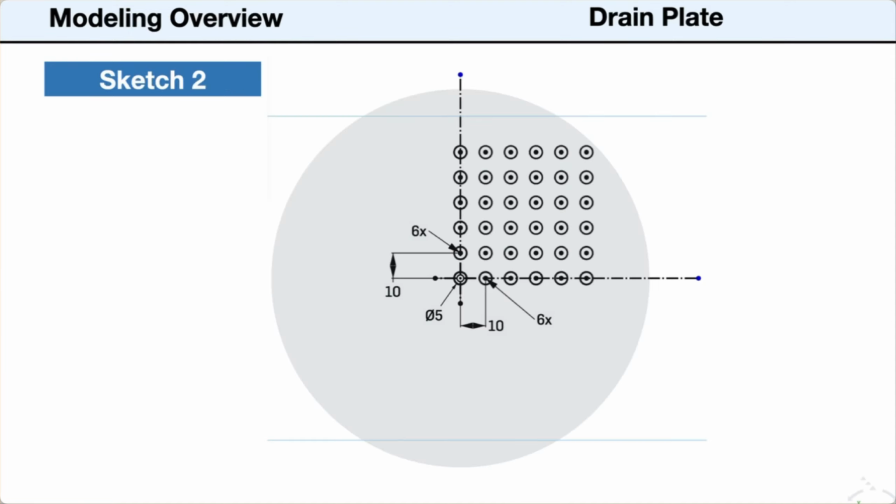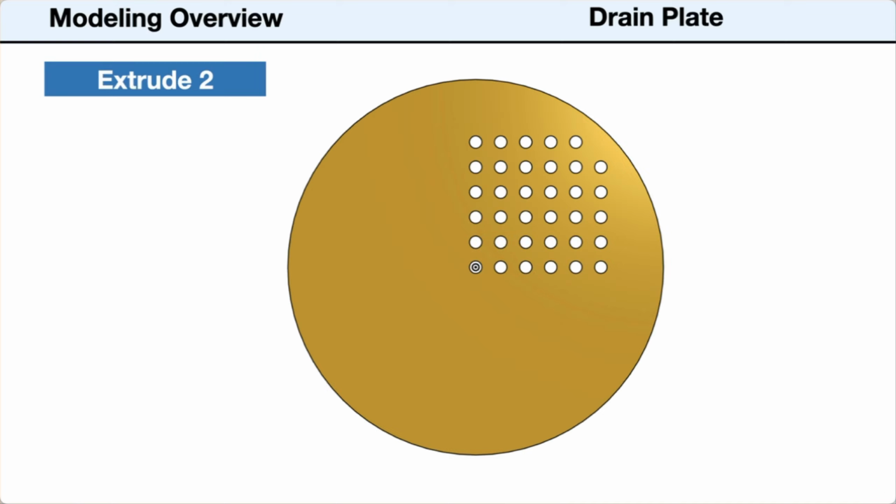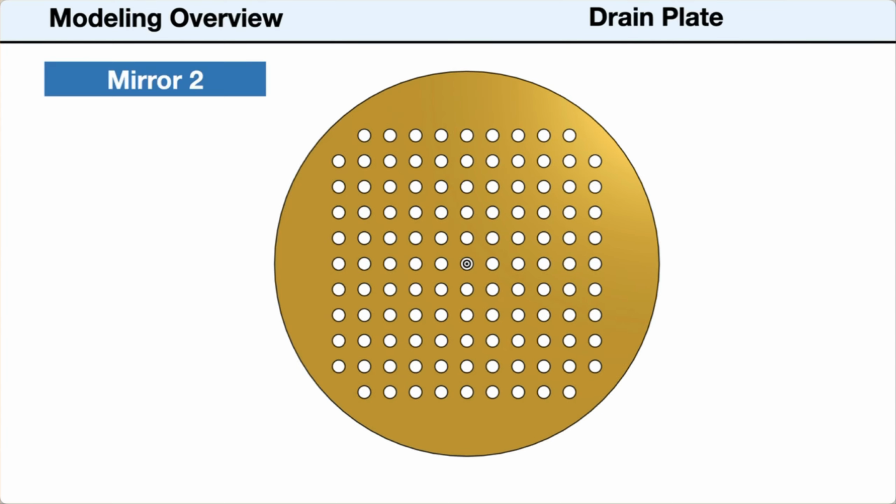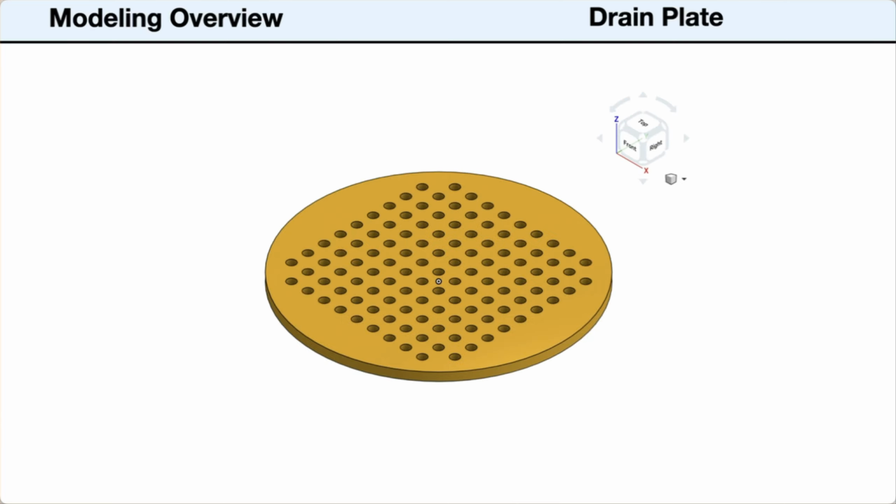Sketch 2 will define the hole size and locations for 1/4 of the pattern. Extrude 2 will remove material to create the holes. Mirror 1 will duplicate extrude 2 to form half the pattern. Mirror 2 will add the remaining half of the pattern. This results in the completed part.